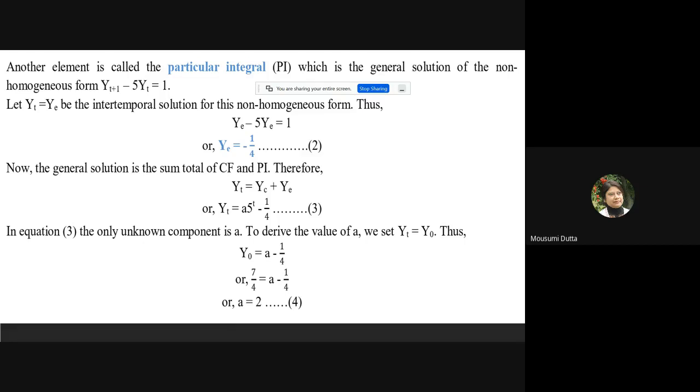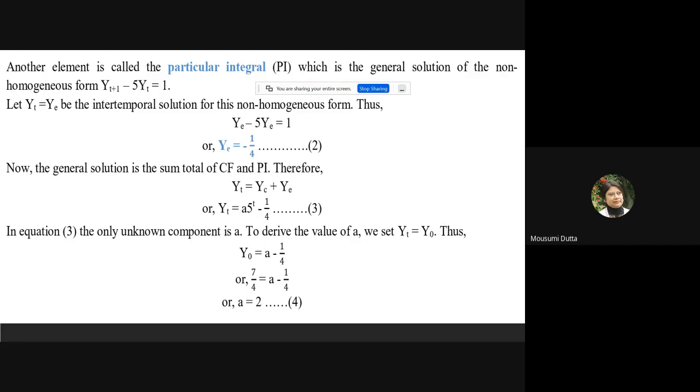Let y_t is equal to y_e be the intertemporal solution for this non-homogeneous form. Now what is meant by intertemporal? The term intertemporal indicates over time. So y_t is equal to y_e is the over time fixed value for the non-homogeneous form. So in place of y_t and y_{t+1}, we are writing y_e because it is the intertemporal solution.